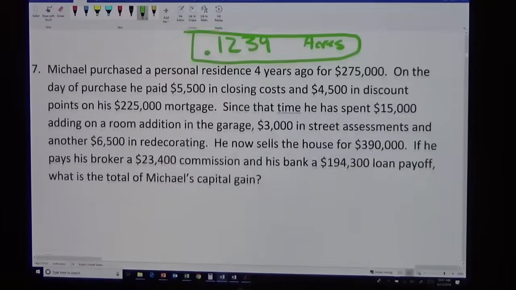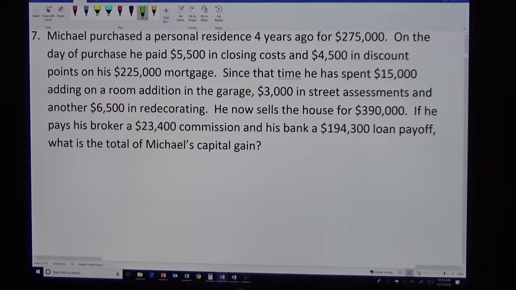Number 7. Michael purchased a personal residence 4 years ago for $275,000. On the day of purchase, he paid $5,500 in closing costs and $4,500 in discount points on his $225,000 mortgage. Okay, I'm starting to get a lot of information here, and none of it makes any sense until I know what the question is. So I'm going to scan ahead until I see the question. Finally, I do, all the way at the end.